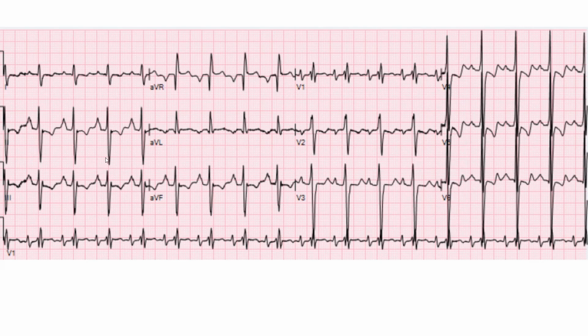Plus, he has biatrial enlargement. You have a huge peaky P wave in lead 2, way more than 2.5 millimeters. And you have a peaky first positivity of P wave in V1 more than 1.5 millimeters. You also have deep negativity more than 1 millimeter. So he has biatrial enlargement based on V1, and he definitely has right atrial enlargement based on lead 2.